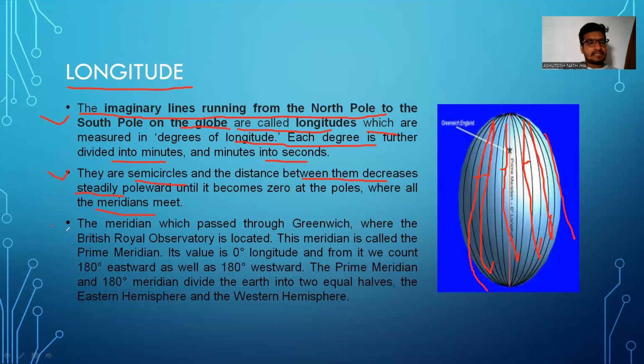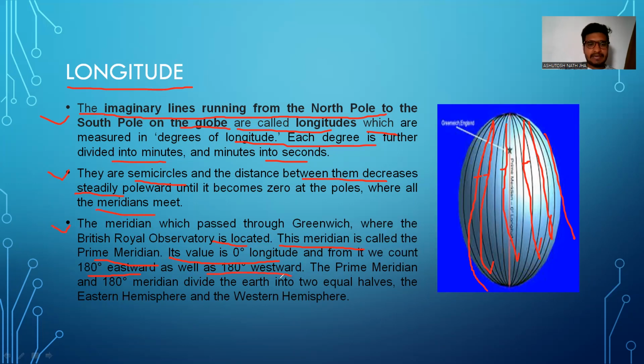And the third thing, students, is the meridian which passes through Greenwich, where the British Royal Observatory is located. जैसे कि जो ब्रिटिश टाइम लगाया था उन्होंने, this meridian is called the Prime Meridian, जो ये प्राइम मेरिडियन भी कहलाता है. You can say that the Prime Meridian's value is 0 degree longitude, and from it we count 180 degrees eastward, as well as 180 degrees westward. ठीक है, इसका जो एक्सपेंड है.